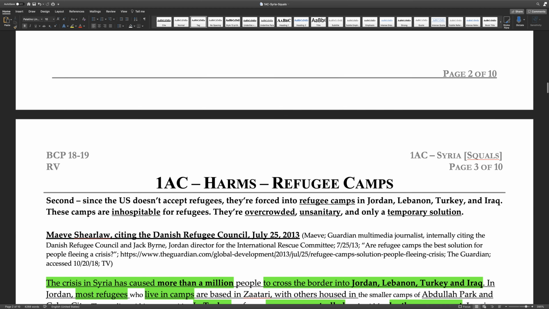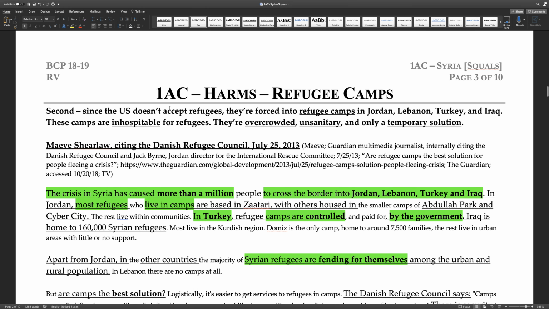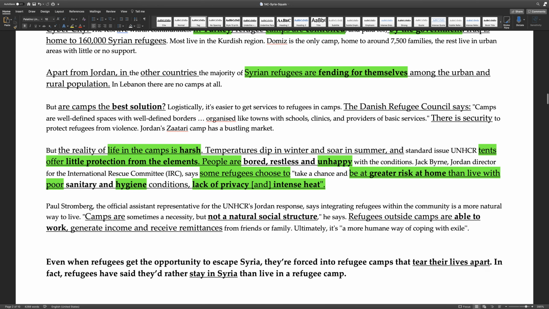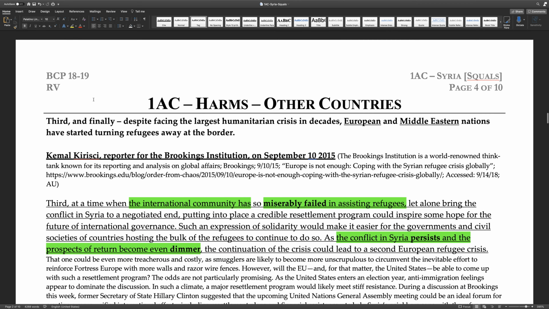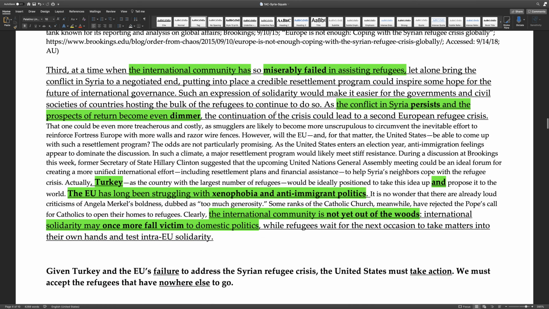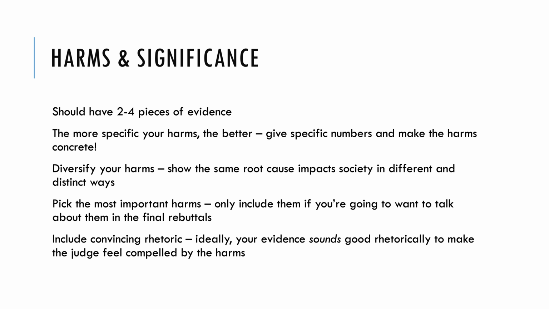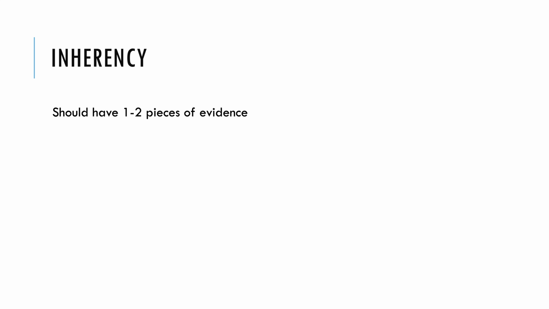That's powerful stuff. And so then they have 2 more harms, right, that they're put into these overcrowded, unsanitary, temporary refugee camps that are really bad. And then they have a 3rd one, that these countries are starting to turn them away. So, okay, and then we move on to inherency. So hopefully that makes sense. You can look at that in your free time.